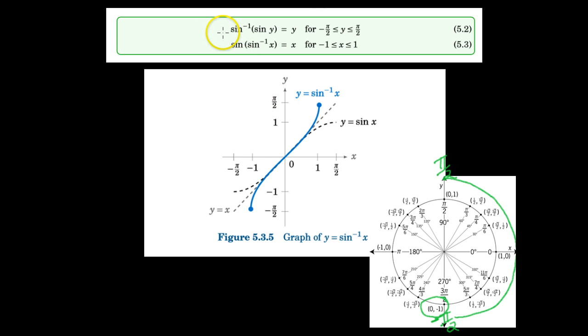So this is one property. Inverses undo each other. So you can say if I apply sine inverse of a sine function, I get out y as long as y is between negative pi over 2 and pi over 2. So that's the rule. And similarly, sine of sine inverse of x is equal to x, as long as x is between negative 1 and 1. This will all make sense in a little bit.